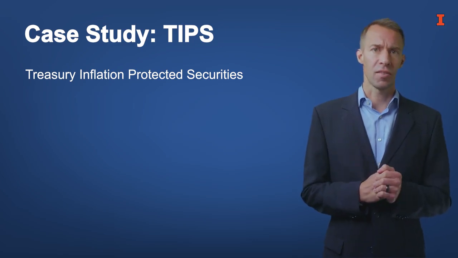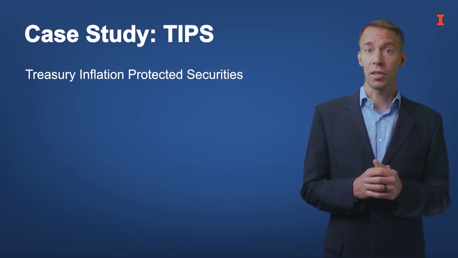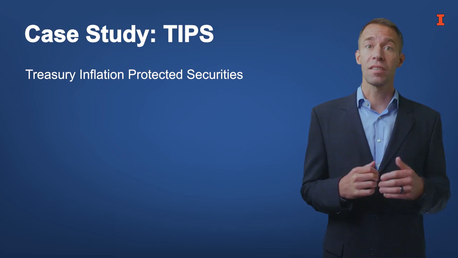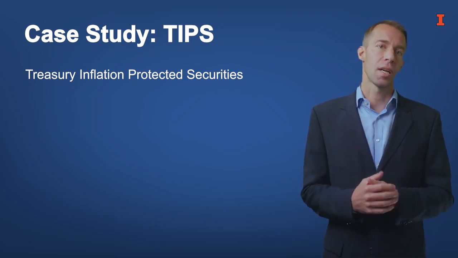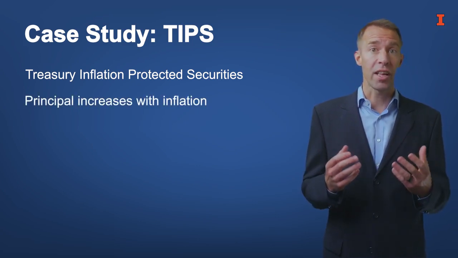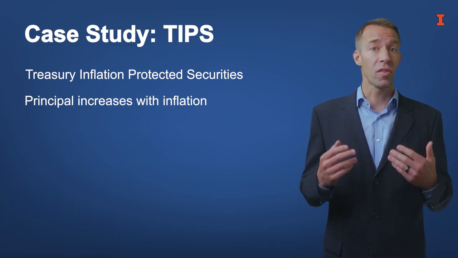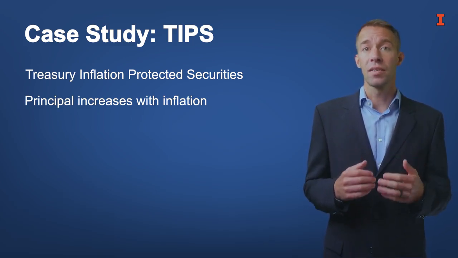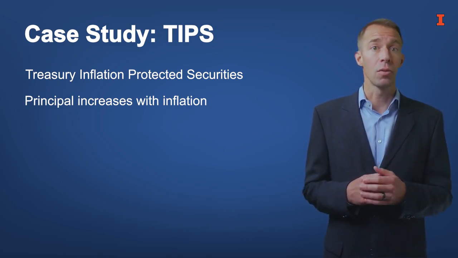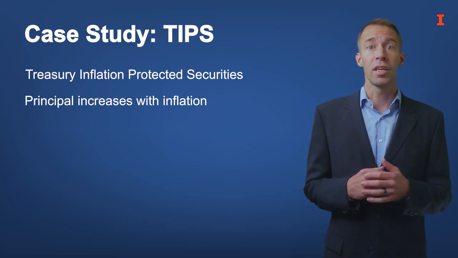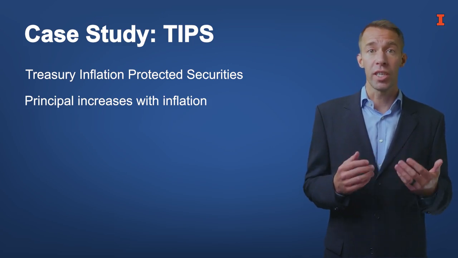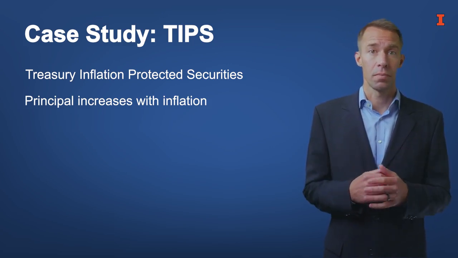Let's look at a specific case study. Treasury inflation protected securities, or TIPS. This is a bond investment that takes inflation explicitly into account. How does this work? With TIPS, the principal value of the bond increases with the inflation rate. Since the interest paid on a bond is a percentage of the principal value, the interest paid on TIPS increases with inflation. So the interest rate on TIPS is a real interest rate.